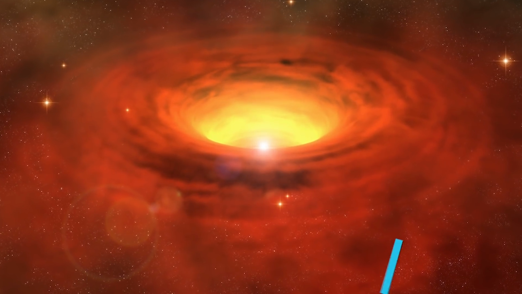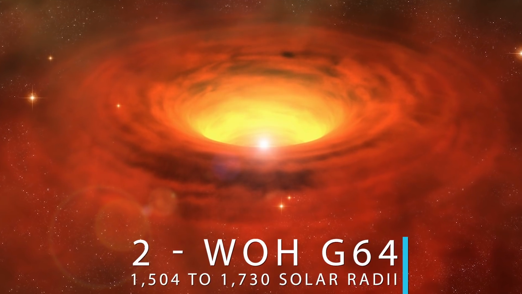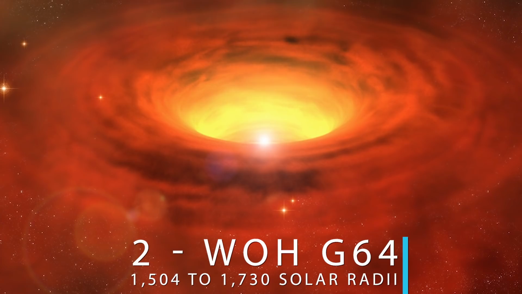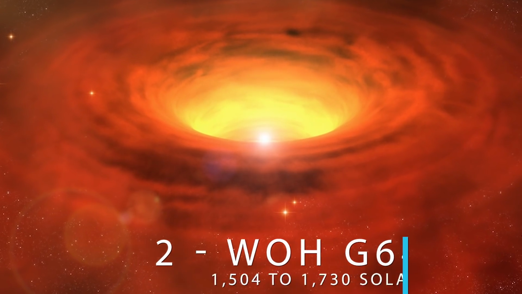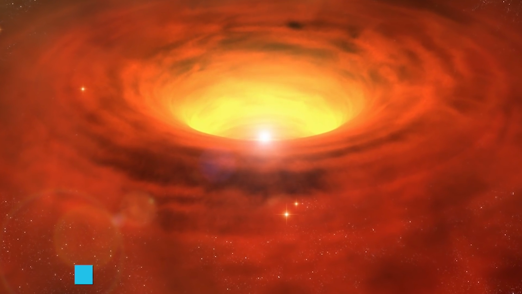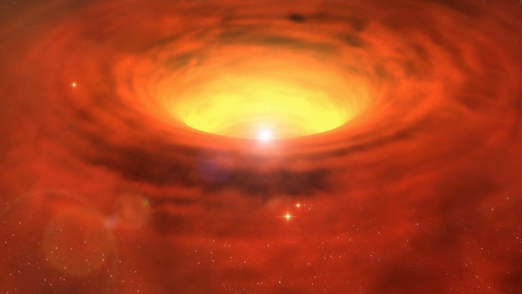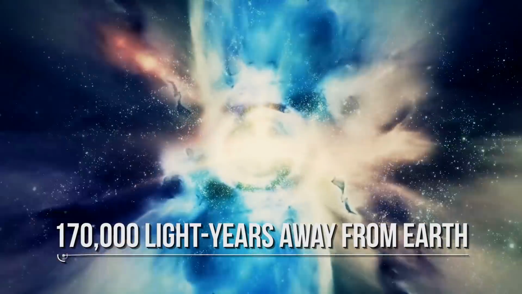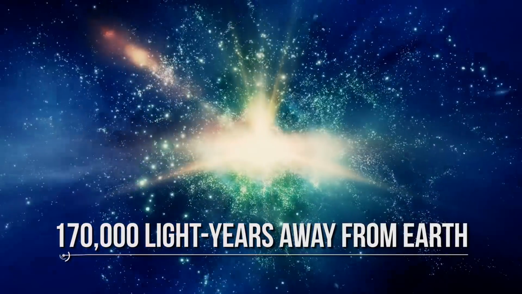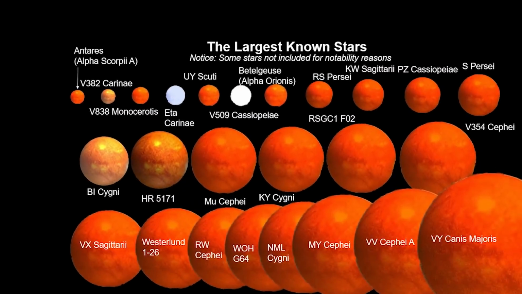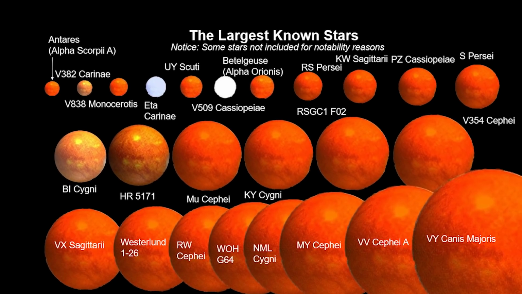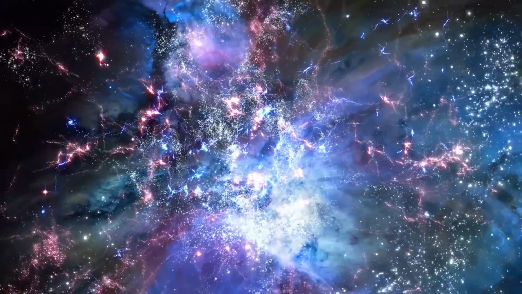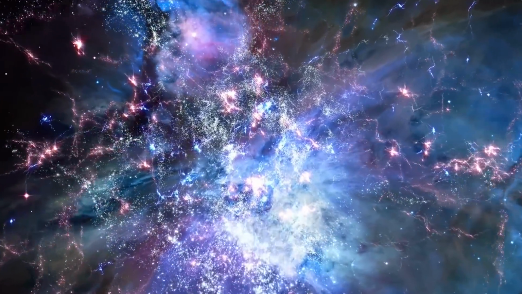Number 2. WOH-G64, 1504 to 1730 solar radii, a red hypergiant star in the Large Magellanic Cloud in the constellation Dorado in the southern hemisphere skies, located about 170,000 light-years away from Earth. This star's brightness varies over time, due in part to a torus-shaped cloud of dust that obscures its light. The torus was likely formed by the star during its death throes.